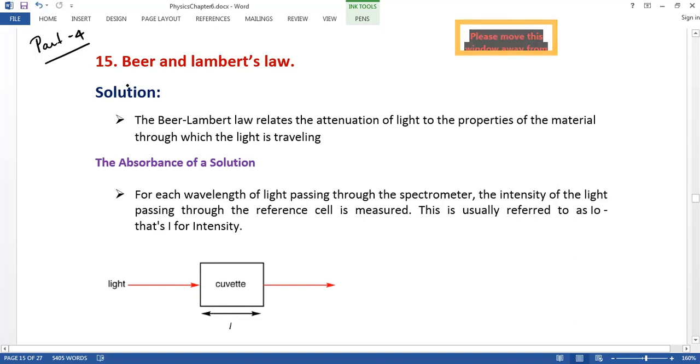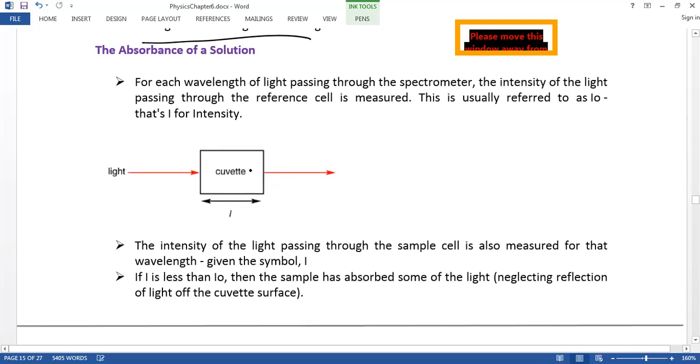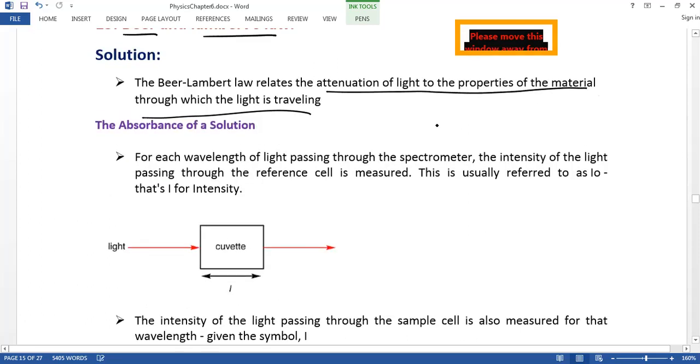The 15th question says, explain Beer and Lambert's law. Let us discuss Beer and Lambert law. Here, Beer and Lambert law relates the attenuation of light to the properties of the material through which the light is traveling. So let us understand this Beer and Lambert law.